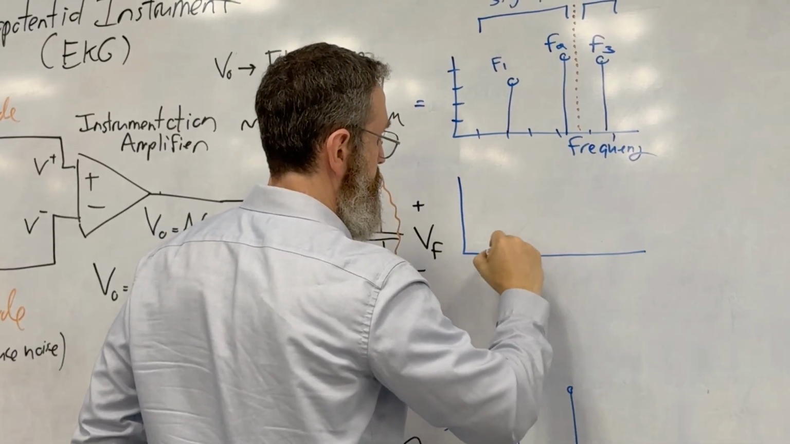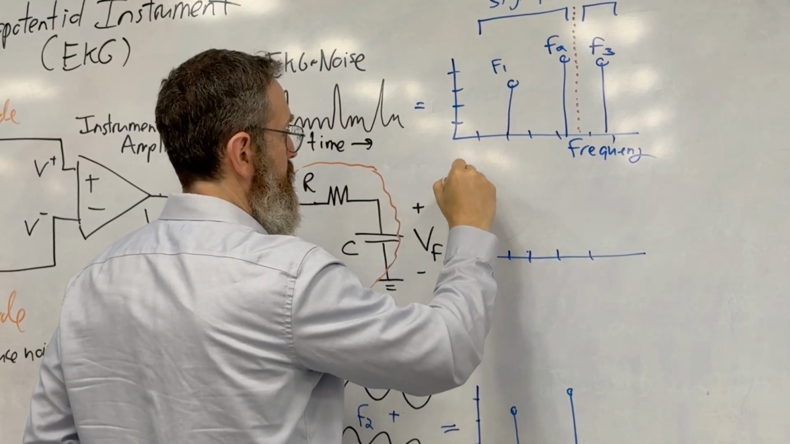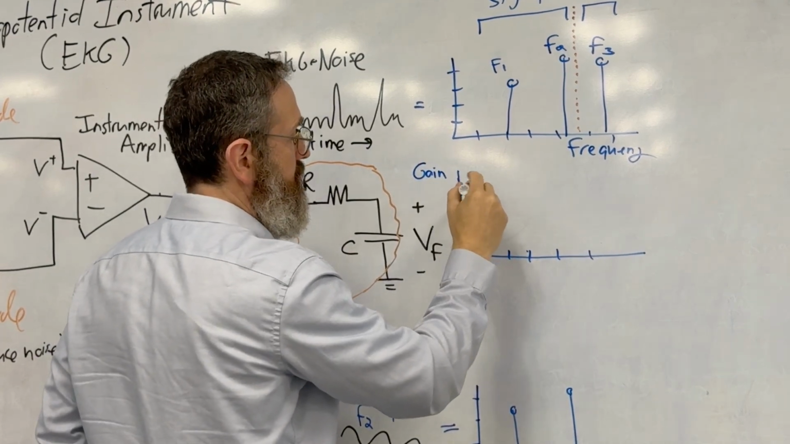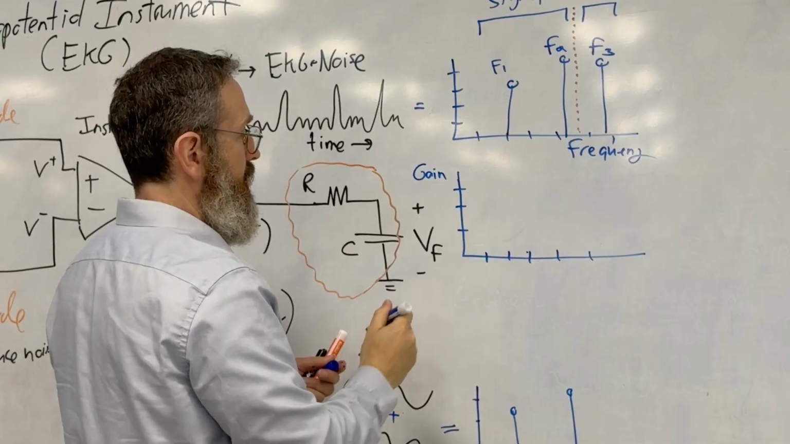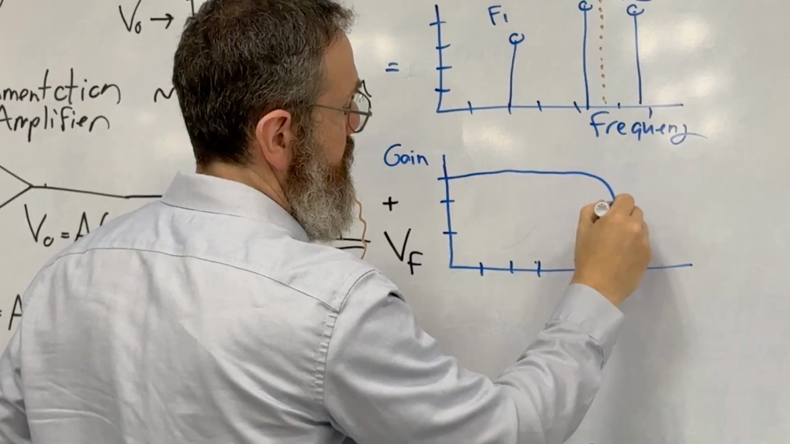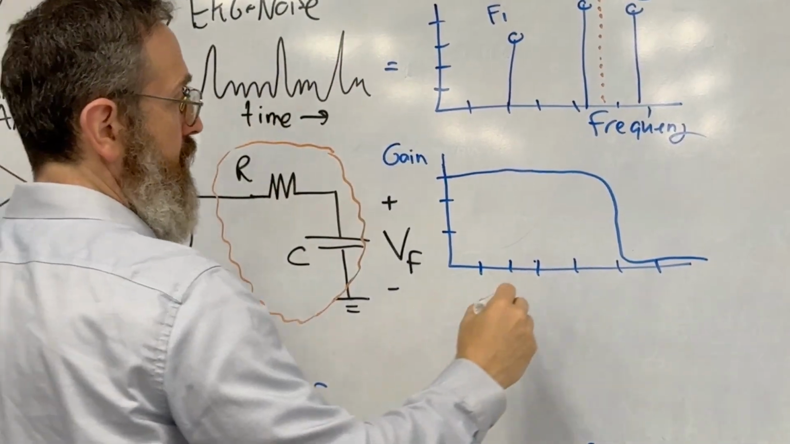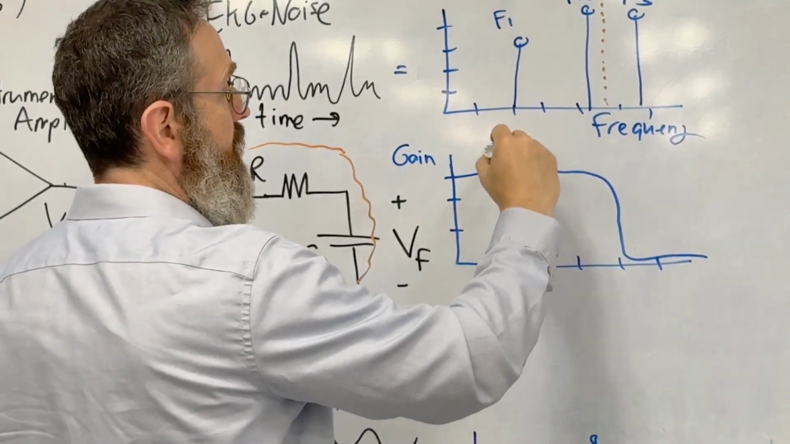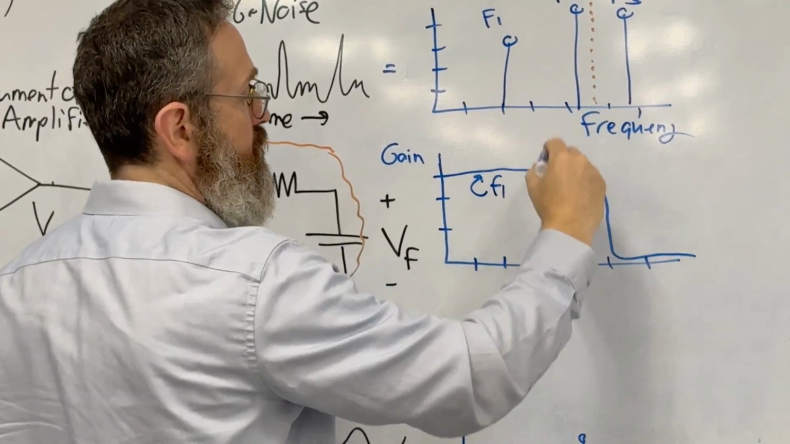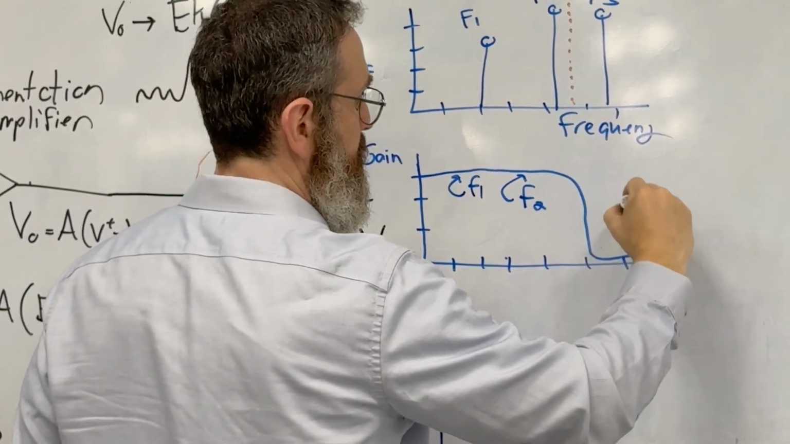In frequency, where this now here is gain of the circuit, it could look something like this. And you'll notice that there is an associated gain at F1. That's right here. There's an associated gain at F2. That's right here. And there's an associated gain at F3.